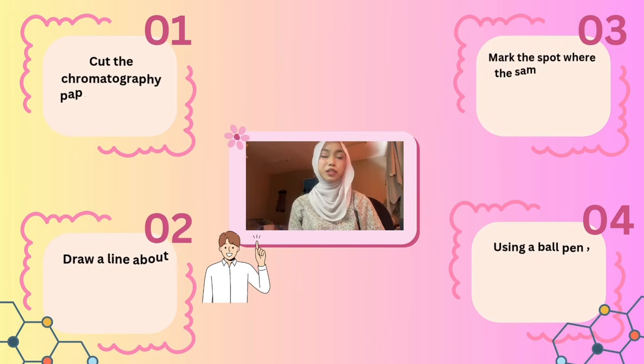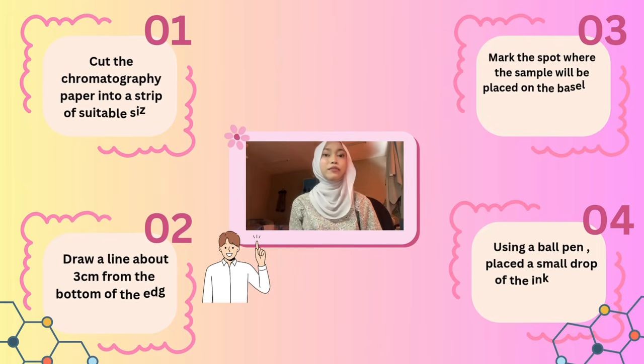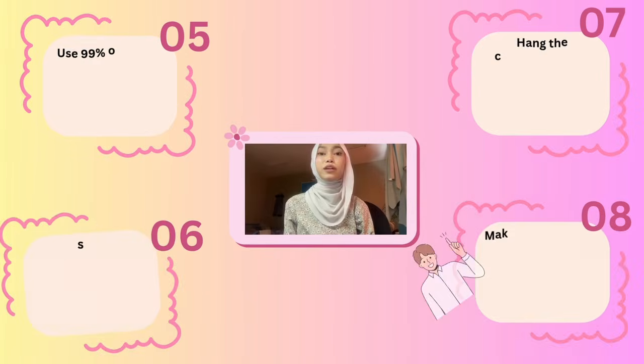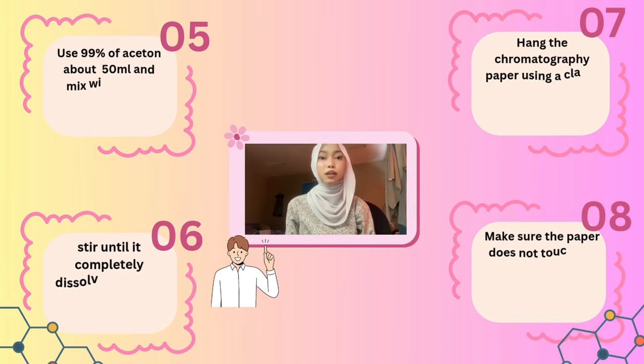Now, let's move on to the procedure for this experiment. First, we need to cut the chromatography paper into a strip of suitable size. Second, draw a baseline about 3 cm from the bottom edge of the paper. Next, mark the spot where the sample will be placed on the baseline and label the color for each spot. Finally, using a ball pen, place a small drop of the ink onto the marked spots. Moving on to the next part of the procedure.